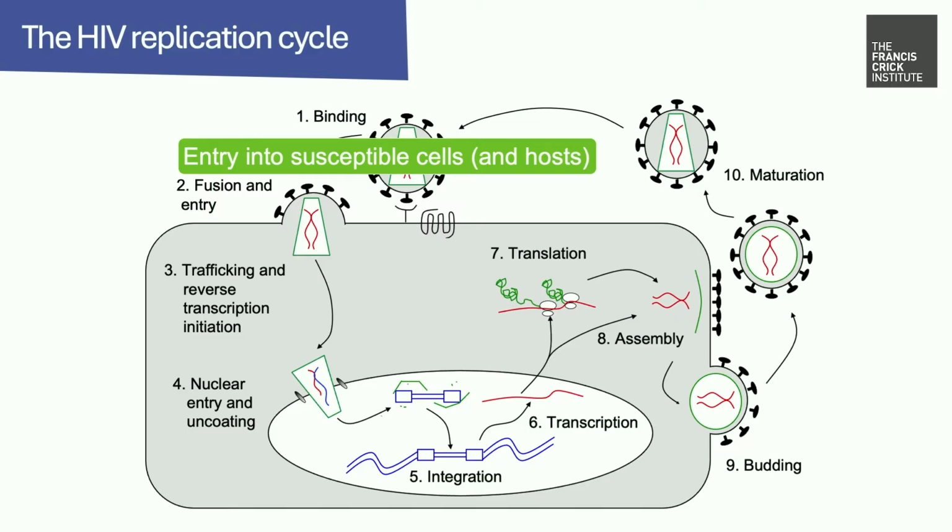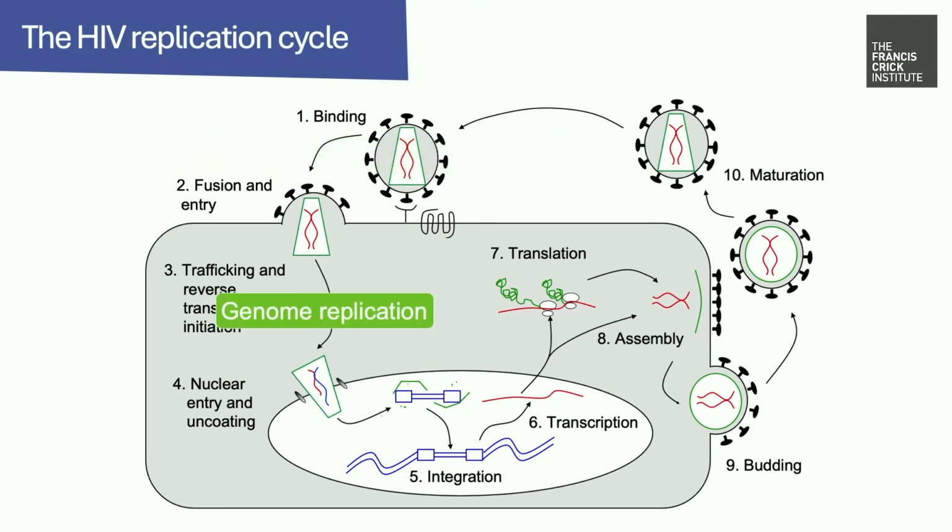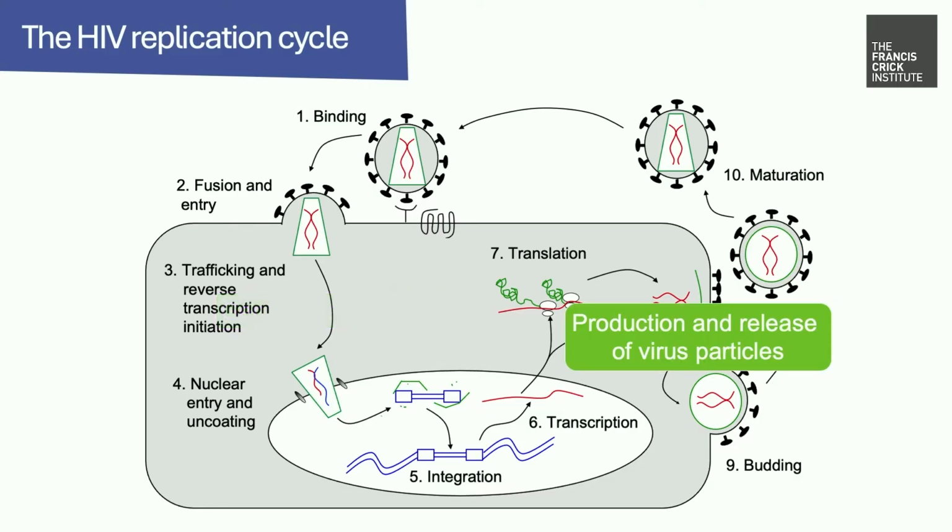Once the virus is bound to the cell that it wants to infect, it releases its core into the cytoplasm of that cell, and then it replicates its genome, as I just said, by reverse transcription and then integration. Because it doesn't have all the machinery needed to make new proteins and new viruses, it gets the cell to do that. So the cell makes new viral proteins and new viral genomes, and assembles them all together to make new virus particles that are released from the surface of the cell in a process we call budding.